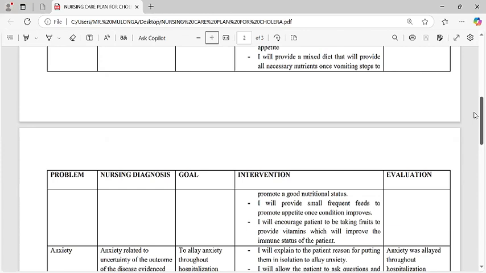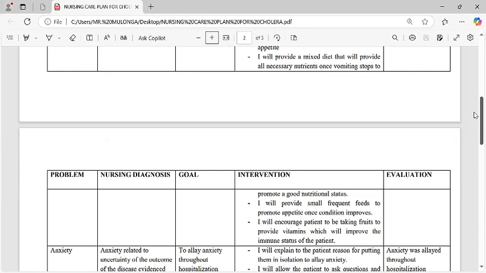Another point is: I will provide small frequent feeds to promote appetite once condition improves. So once this patient reduces in terms of vomiting, you now have to start giving small frequent feeds. So small portions of food in a more frequent manner, more often, so that the appetite can improve.